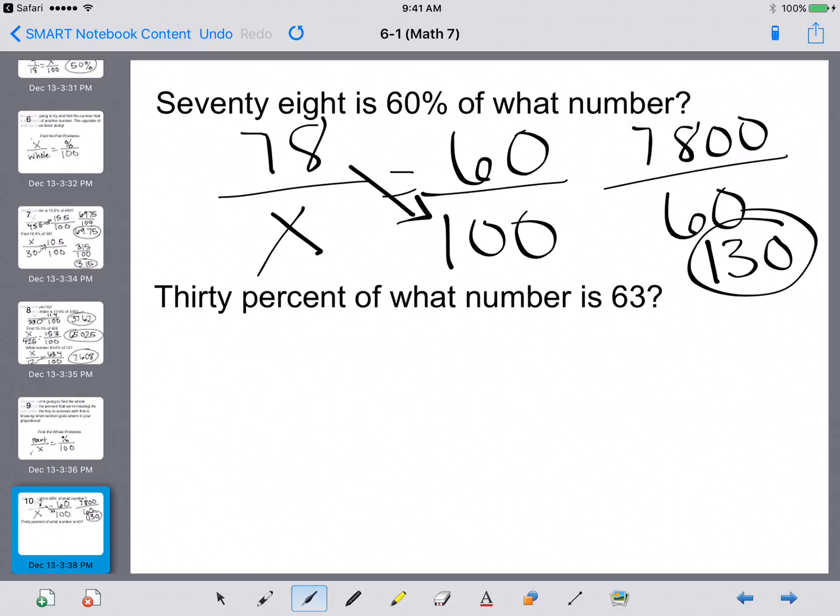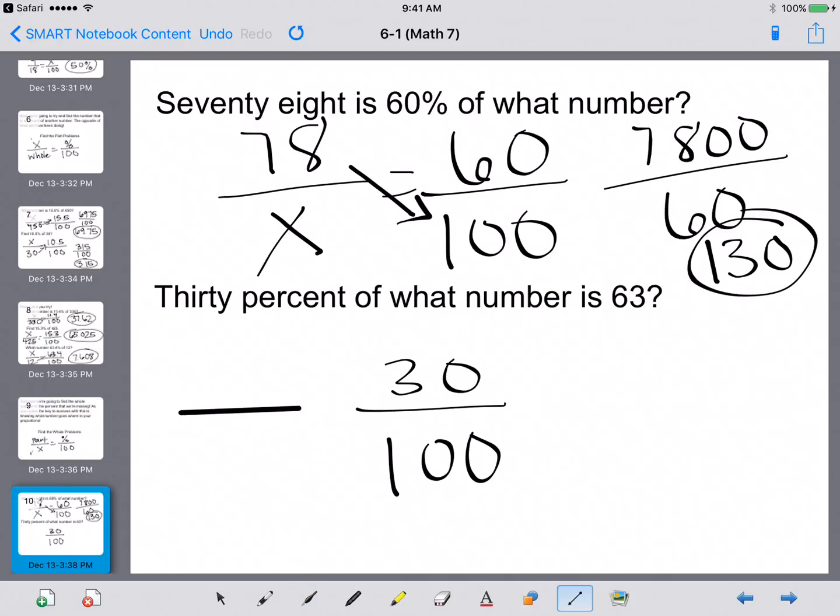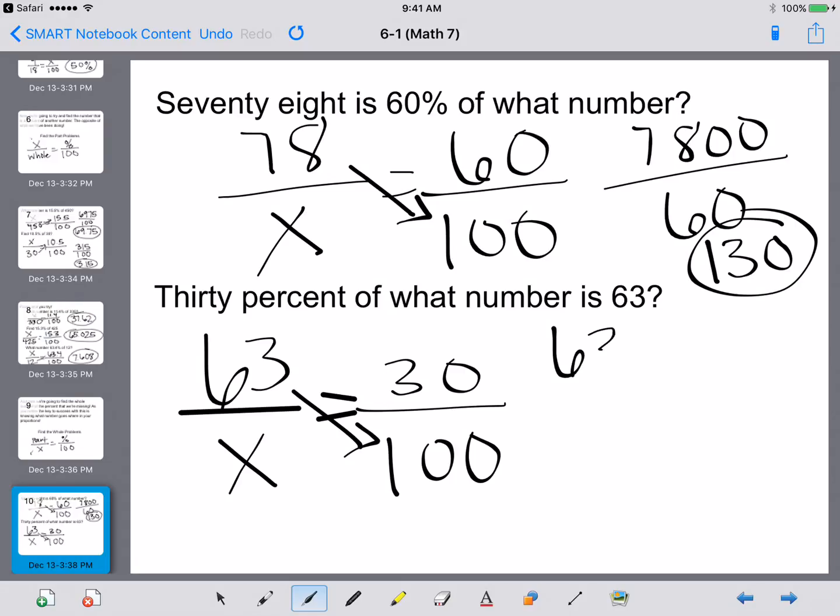Our next one, 30%, so I'm going to take care of that right away, 30 out of 100. 30% of what number? On the bottom. So our x, we don't know what it is, and 63 is something of a whole number. Cross multiply. 63 times 100 is 6,300. We're going to divide by 30, and that will get us 210.